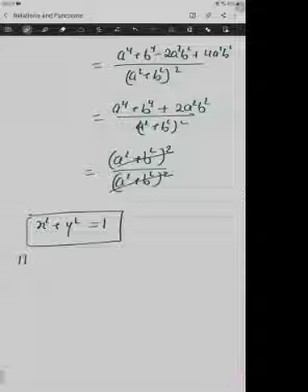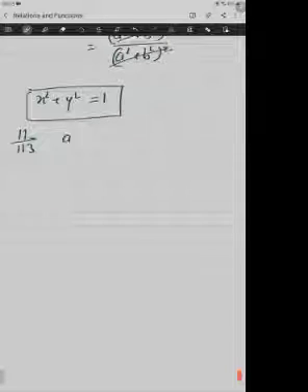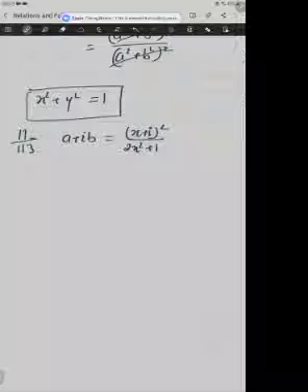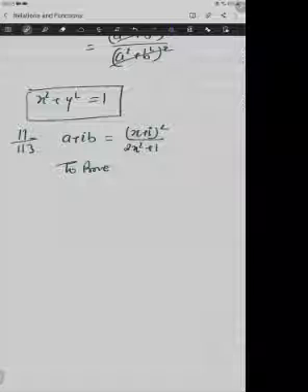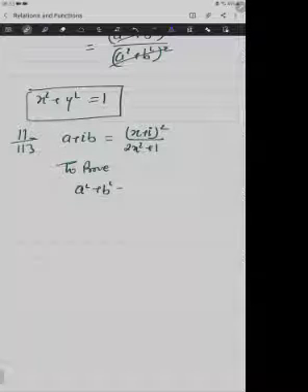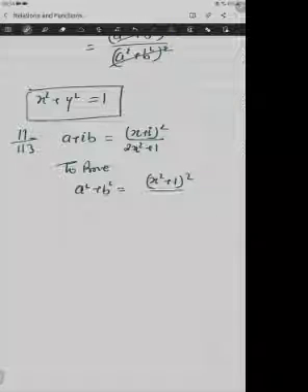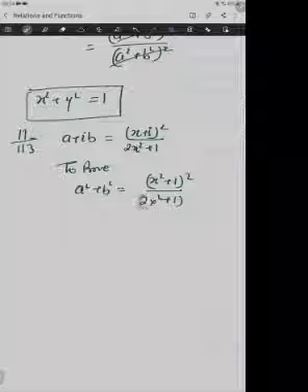It is question number 11 on page number 113. It is a plus ib equals x plus i to whole square upon 2x square plus 1. We need to prove a square plus b square equals x square plus 1 to whole square upon 2x square plus 1 to whole square.